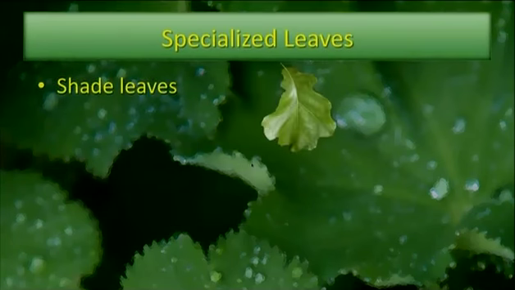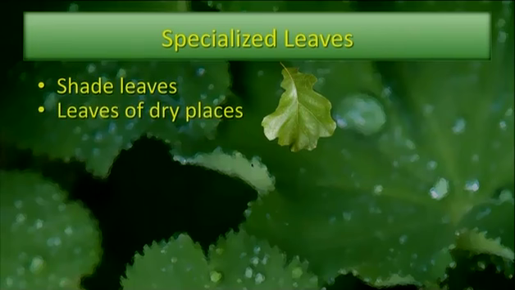Now specialized leaves include shade leaves. On one tree, leaves may be different. Shade leaves get less light and they're larger than the ones that are in the light. The shade leaves are thinner and usually have fewer chloroplasts. This is an oak leaf.